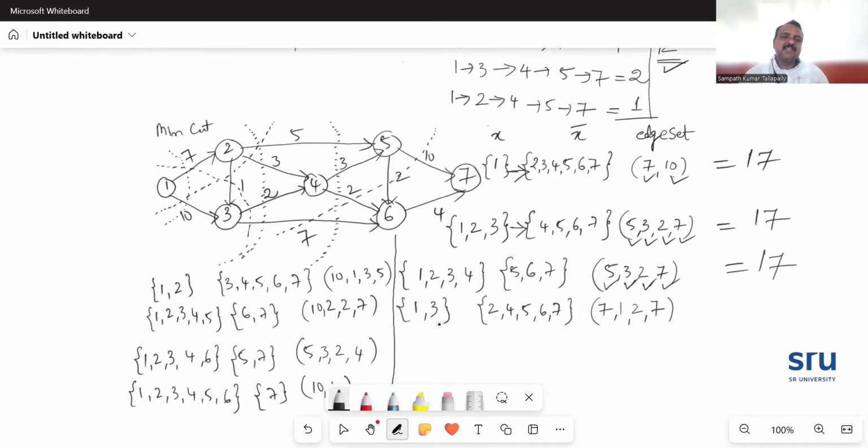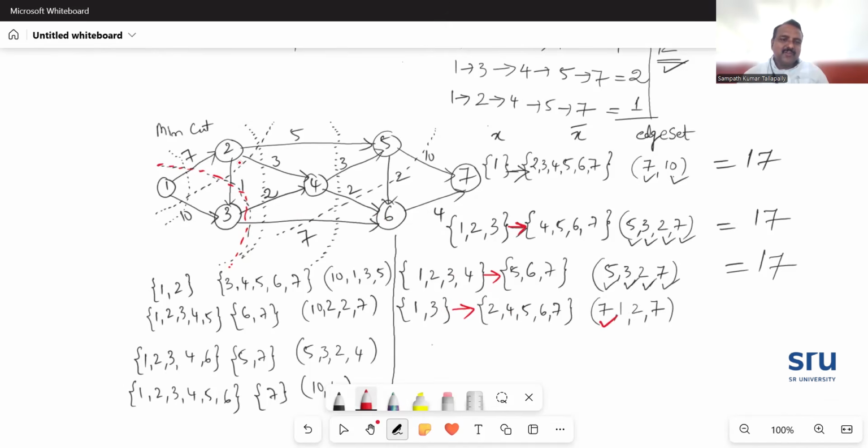Now we'll consider this partition. 1 and 3. So what are we having now? Take another color. We are cutting 1 and 3. Okay, 7. So what is happening now? 7 is from 3 to 6, so it is in this direction. All these things are in this direction. 3 to 6. So 7 is valid.